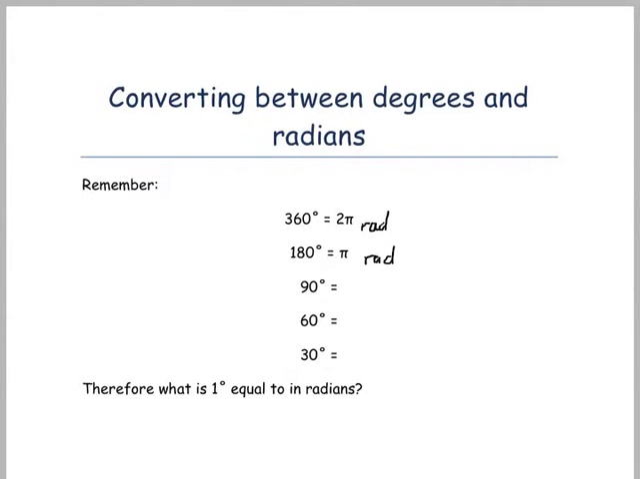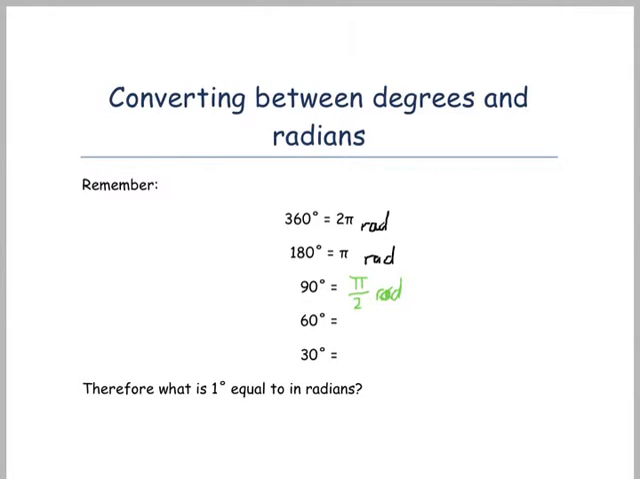Converting between degrees and radians, as discovered in the last video, we've started to introduce another way of measuring angles, which is radians. And we said that 360 degrees was equal to 2 pi radians, or 2 pi rad, which also meant that 180 was equal to pi radians. And obviously if we continued to go down from 180 to 90, well, 90 is half of 180, so in radians that must be pi over 2 radians.